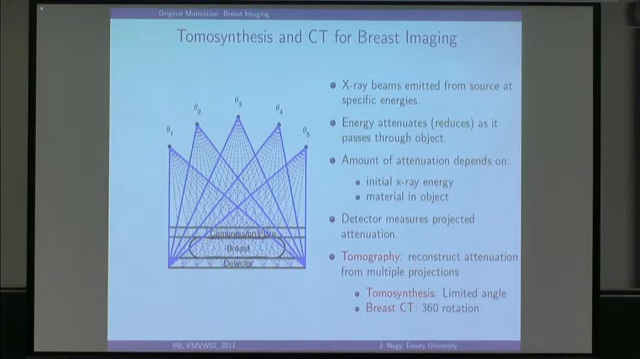Tomosynthesis is a term used for just limited angle tomography. And I'll show you a machine that does this in a second. But it has a very limited number of angles that it does. And of course, you can have full CT, which would then take projections all the way around the object.